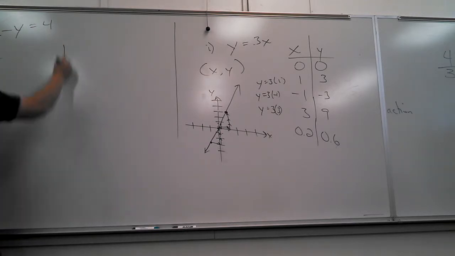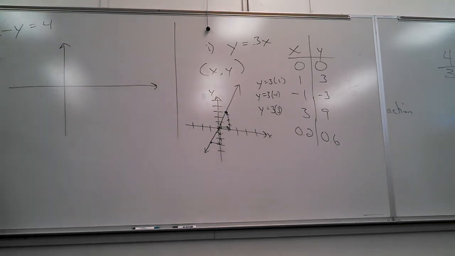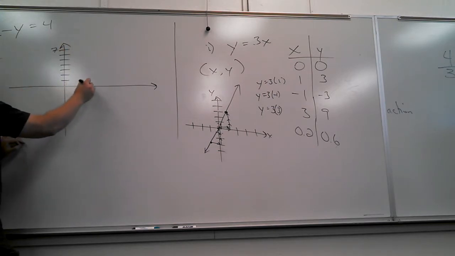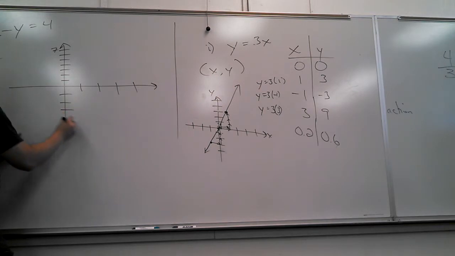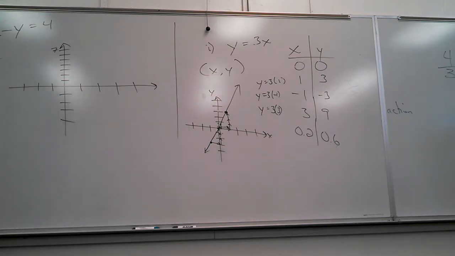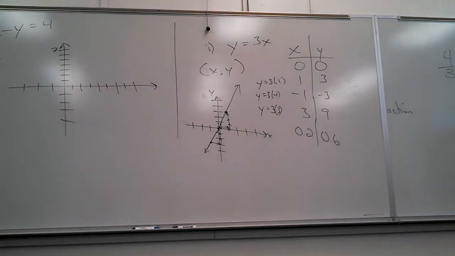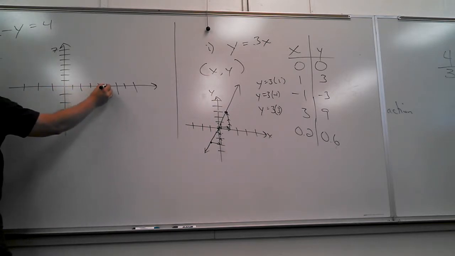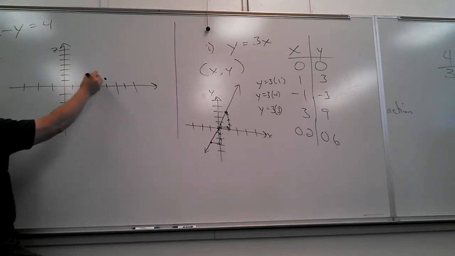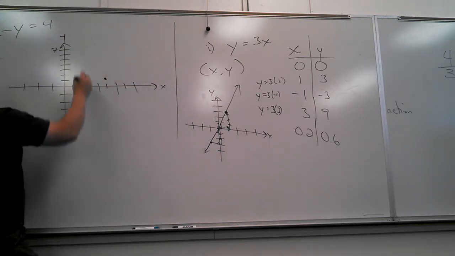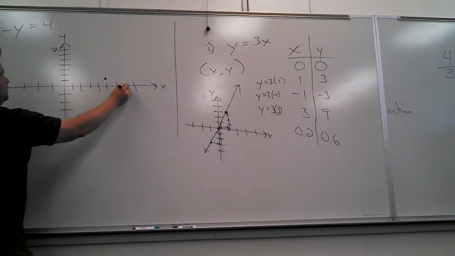And then how do I graph this? This is going to suck a little bit. Oh, I'm thinking backwards. 4, 1. There you go. So 5, 1. Where would 5, 1 be? 5 to the right, 1 up. Then 7, 3. 7 on the x-axis, so 1, 2, 3, 4, 5, 6, 7. Up 3.